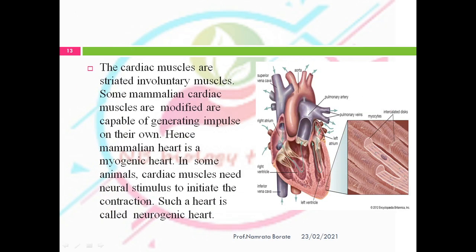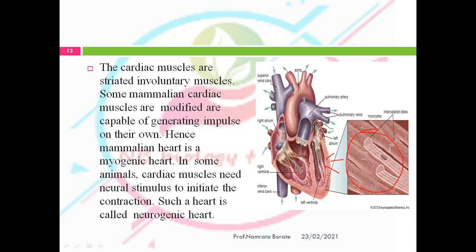The cardiac muscle, so you can see in this image, the outer layer is the epicardium, the middle layer is the myocardium, and the inner layer is the endocardium. So these are the three walls of the heart. The middle myocardium performs the function of contraction and relaxation of the heart. This cardiac muscle is a striated involuntary muscle.